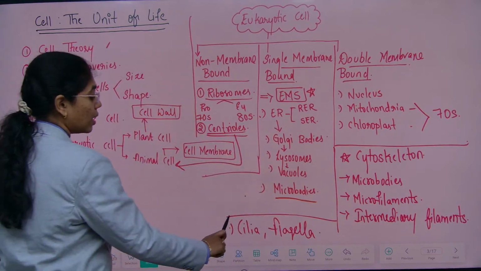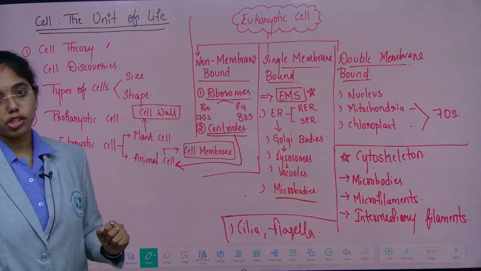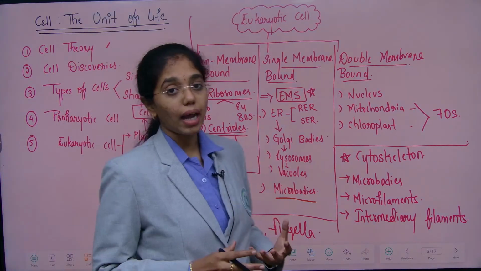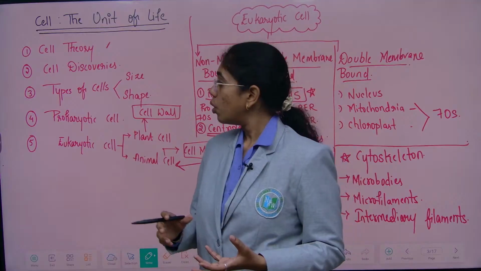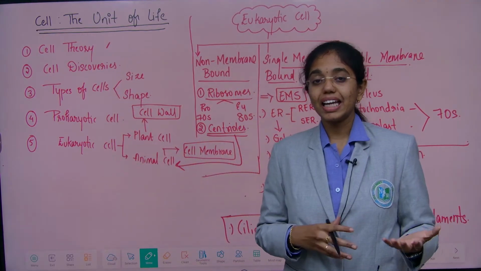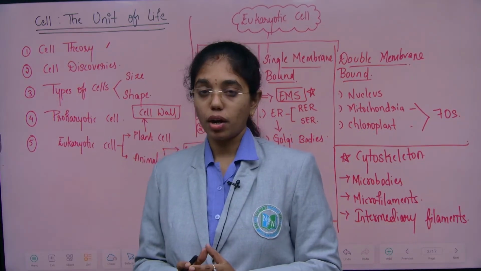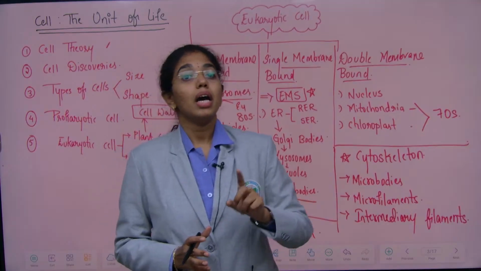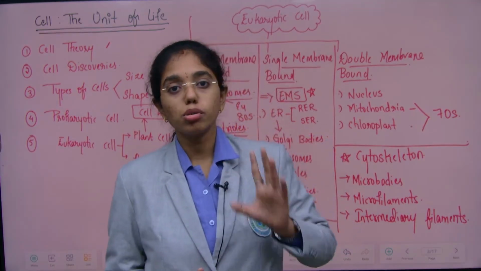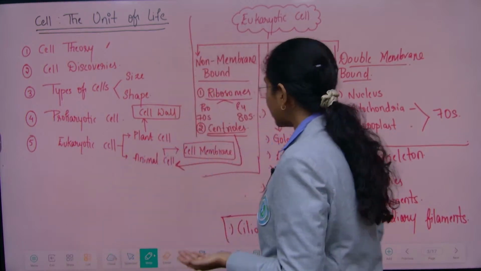And at last we will learn about cilia and flagella. This is the complete picture of this chapter. So today in this session, from this chapter, what are we going to exercise? We will learn about the basics of the cell, the unit of life, which includes cell theory, cell discoveries, and we will learn in detail about a prokaryotic cell. Later we will learn the differences between prokaryotic and eukaryotic cells, and also the differences between a plant cell and animal cell. Let's get started.